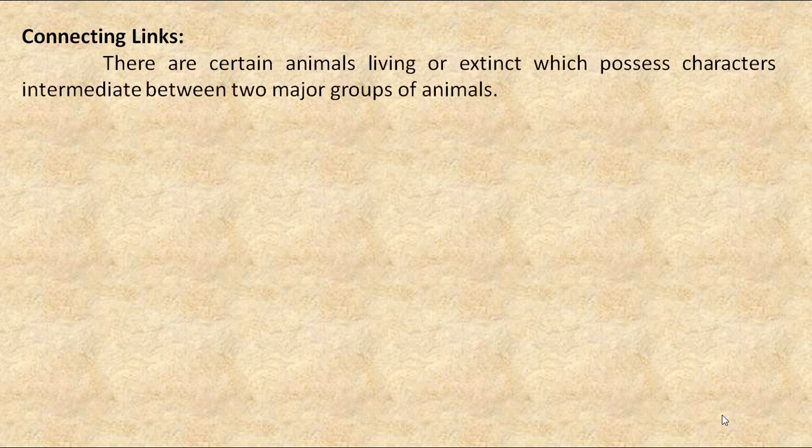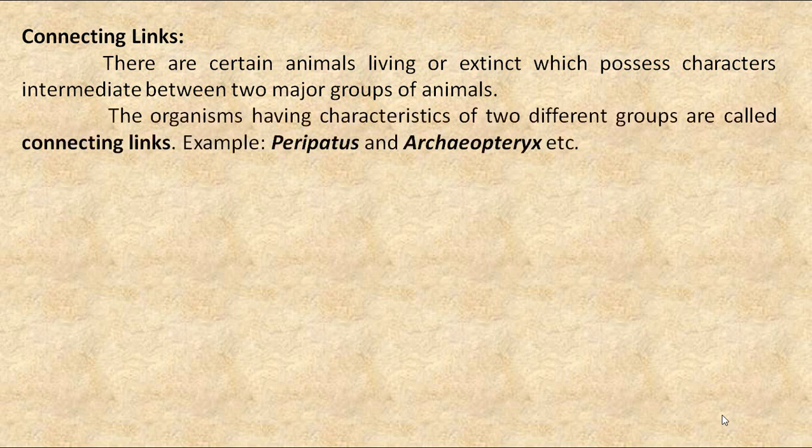First, let us see what are connecting links. There are certain animals, living or extinct, which possess characters intermediate between two major groups of animals. The organisms having characteristics of two different groups are called connecting links. Example, Peripatus and Archaeopteryx, etc.